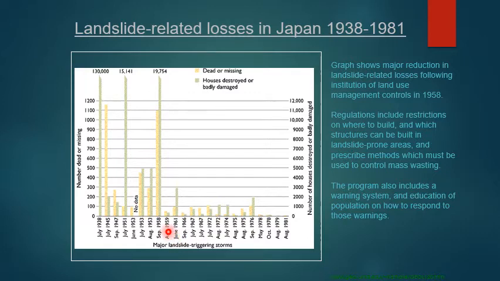1959 or 1958, they instituted land use and management controls in order to reduce or mitigate the effect of landslides. The regulations include restrictions on where to build, which structures can be built in landslide-prone areas, and prescribed methods which can control mass wasting. It also includes warning systems and education of the population on how to respond to those warnings. If we look at 1978 to 1981, there's virtually very little damage or deaths related to landslides.